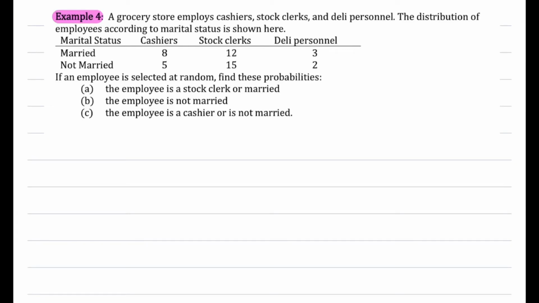For example, number 4, a grocery store employs cashiers, stock clerks, and deli personnel. The distribution of employees according to the marital status is shown here. If an employee is selected at random, find these probabilities. Part A, the employee is a stock clerk or married. How can you symbolize? Probability of stock clerk union event married. That is the symbol for question part A.